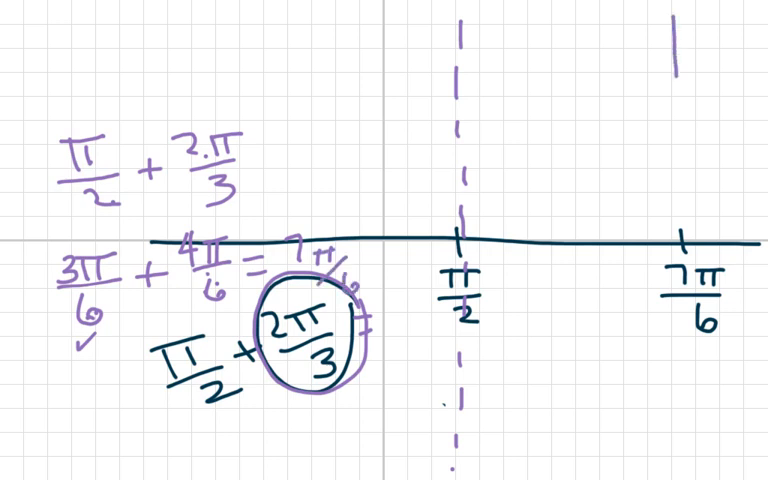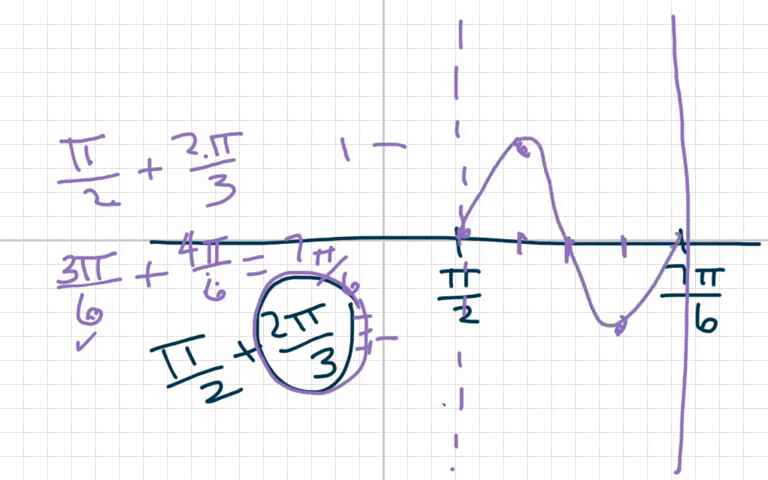7 pi over 6, and I'll draw a sine on this one. So I know I have to draw these points. And I'll just let this be 1 and this negative 1. And if I'm drawing sine, it would start here, go here, here, down to negative 1 and back. So there's my graph. But I don't know what to label this.